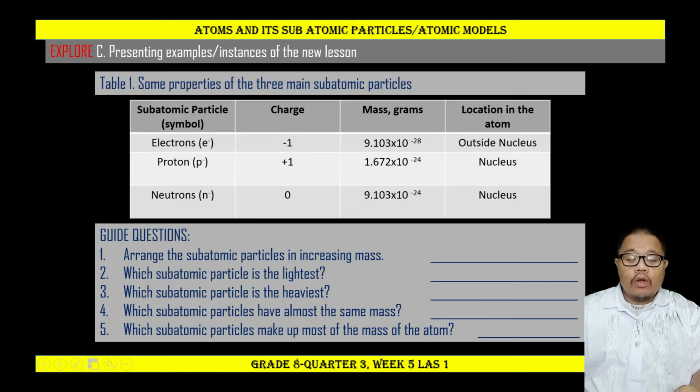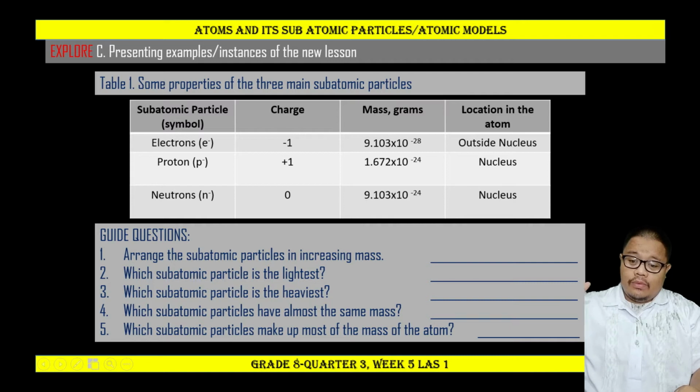Collectively, the protons and neutrons are called nucleons. The nucleons tightly packed together form the nucleus in the center of the atom. Thus, most of the mass of the atom is contained in its nucleus. Some properties of the three main subatomic particles.